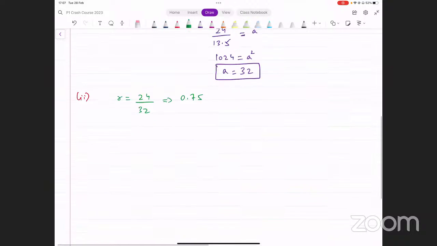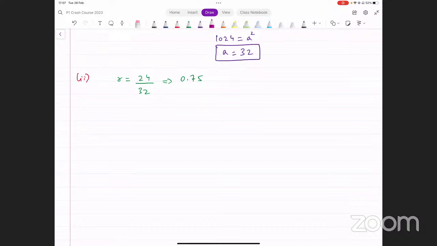Now, this is the ratio that we have. You can just apply the sum to infinity formula. That's pretty straightforward. S infinity is equal to A over 1 minus R. The value of A is 32. 32 over 1 minus 0.75. And that is going to give you the sum to infinity of this geometric progression.